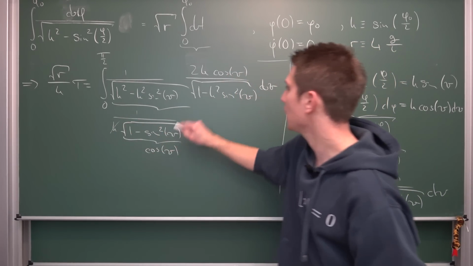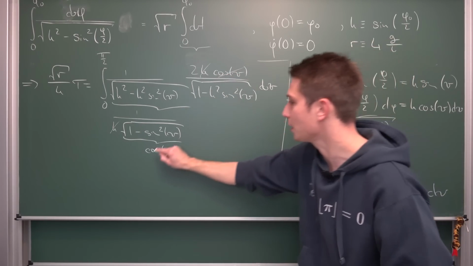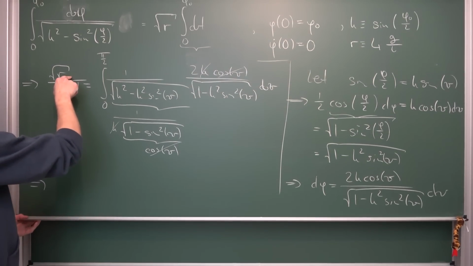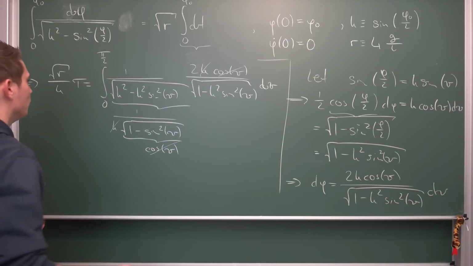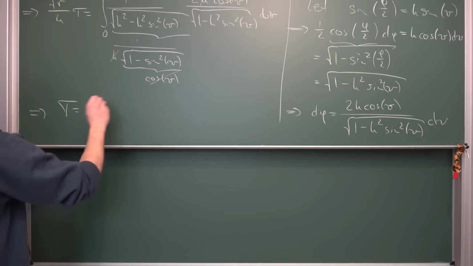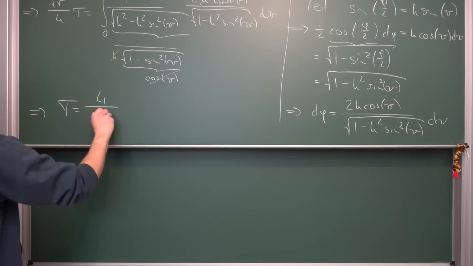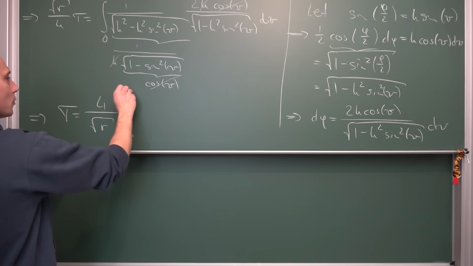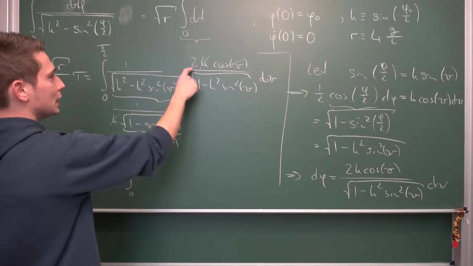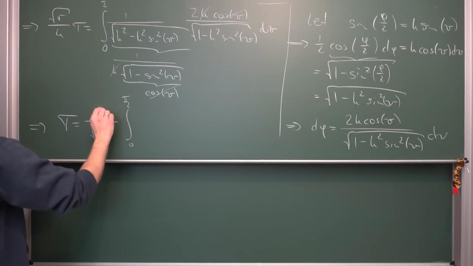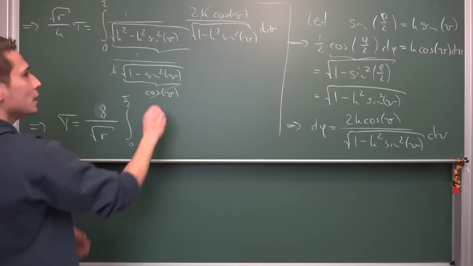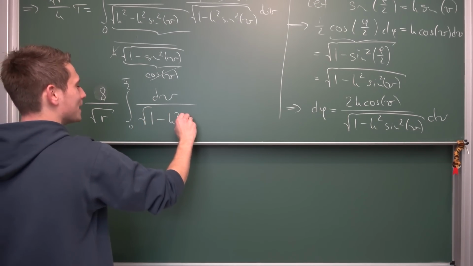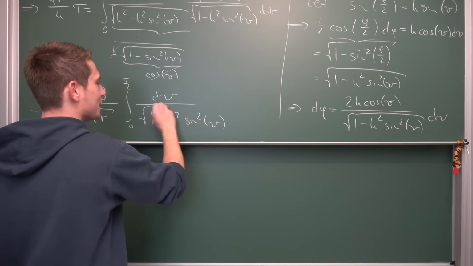Meaning our k and 1 over k is going to cancel out, also cosine of theta and cosine of theta is going to cancel out, leaving us overall with, if we were to multiply both sides by the reciprocal of square root of r over 4, that the period time t is nothing but 4 divided by the square root of r. And now what we are going to get is the integral from 0 to pi over 2 of, and all that's really left is, okay, we are going to have a factor of 2 here. We can bring it to the outside, turning the 4 into an 8. Also we are going to have our d theta divided by the square root of 1 minus k squared times the sine squared of theta.